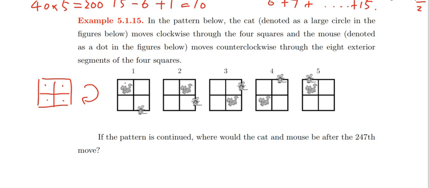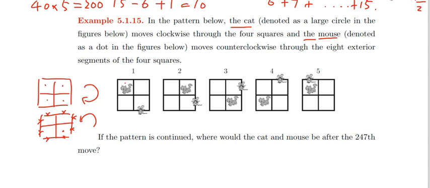And the mouse. The mouse moves this way: 1, 2, 3, 4, 5, 6, 7, 8. So the mouse moves this way, 1, 2, 3, 4, then 6, 7, 8. Then 1, 2, 3, 4. Just repeat. Okay.